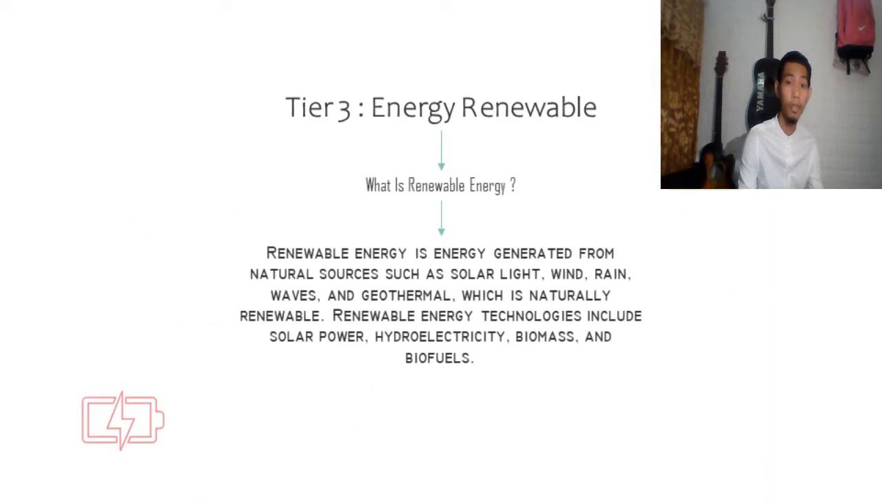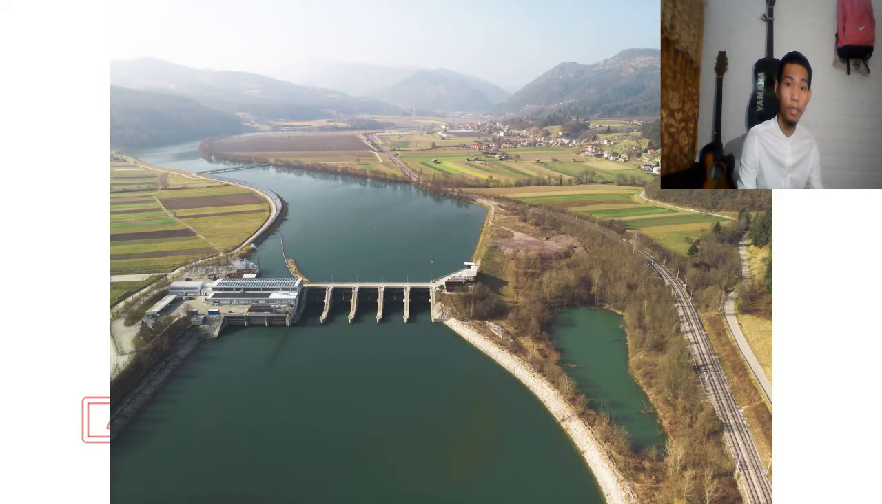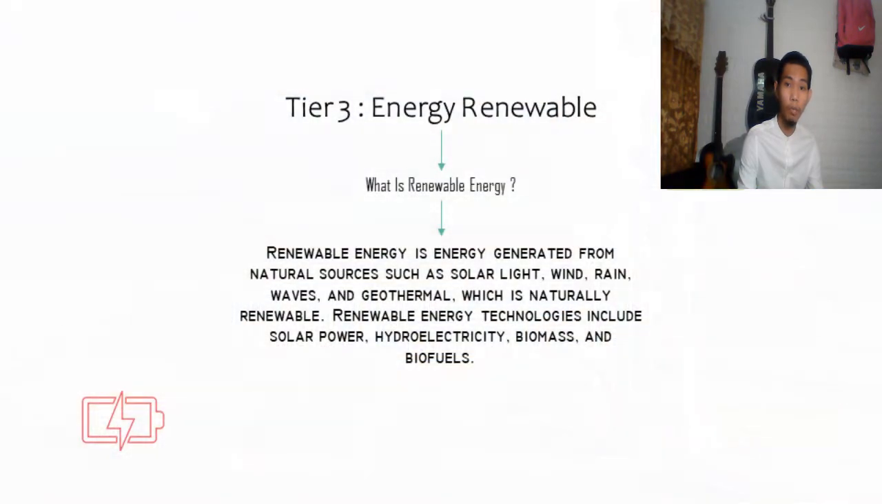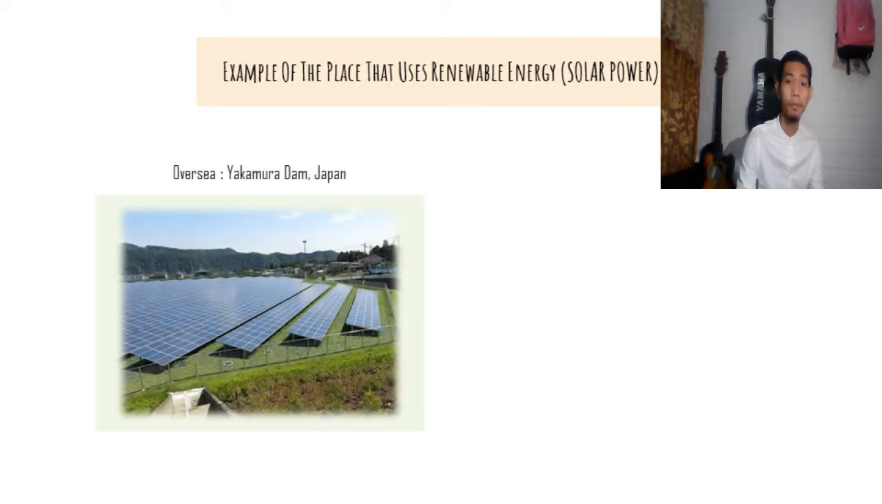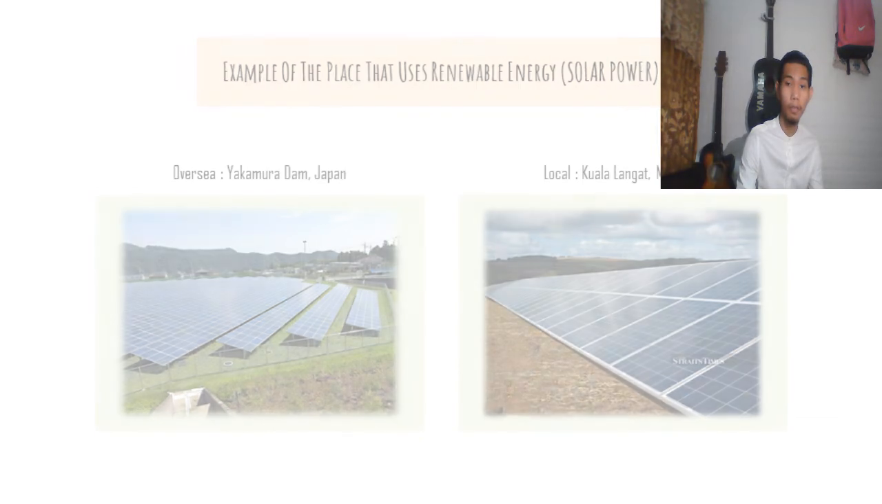The last one is tier 3, which is renewable energy. What is renewable energy? Renewable energy is energy generated from natural sources such as solar light, wind, green, wave, and geothermal, which is naturally renewable. Renewable energy technologies include solar power, hydroelectric, biomass, and biofuel. This is some example of the place that use renewable energy, which is solar power. The first picture is Yakamura Dam, Japan, and the second one is Kuala Langat, Malaysia.